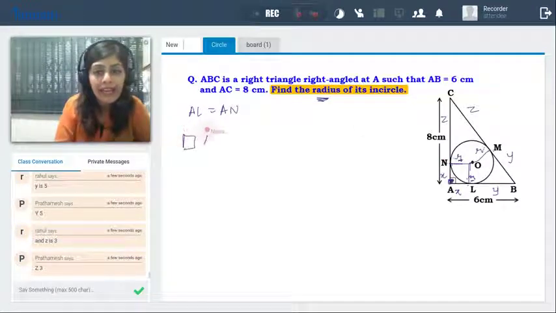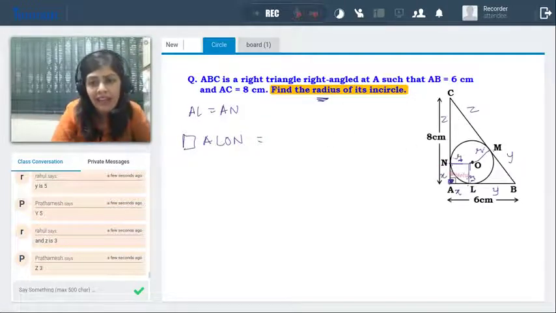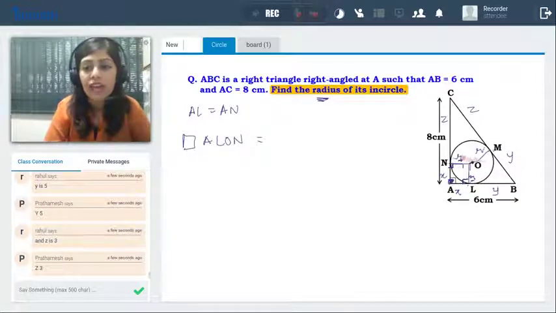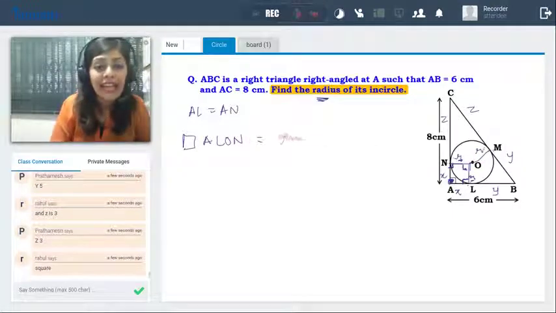Quadrilateral ALON. Students, what kind of a quadrilateral do you think it is? Let's see. We have a right angle at A. ON is the radius to the tangent AC, so ON is perpendicular to AC. Similarly, OL is perpendicular to AB. Now, three angles are 90 degrees each. The fourth angle has to be 90 degrees in a quadrilateral. Yes, so quadrilateral ALON becomes a rectangle.